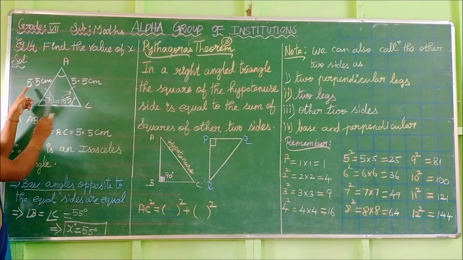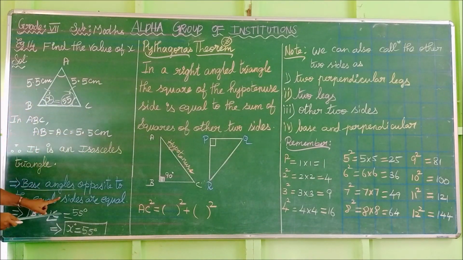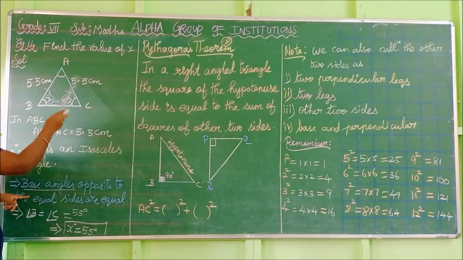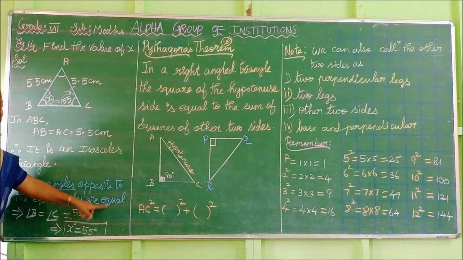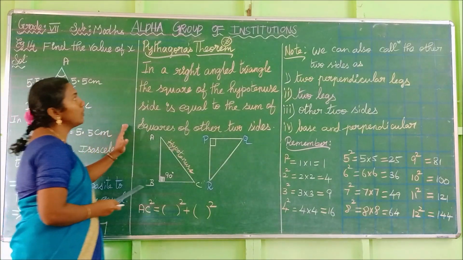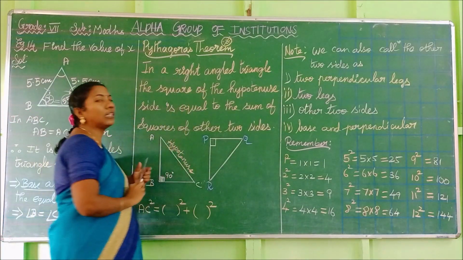In the question, the two equal sides are given. By using the isosceles property, the base angles opposite to the equal sides are equal. That's why we are taking the value of x as 55 degrees. Okay. Next we are going to see a very important theorem.